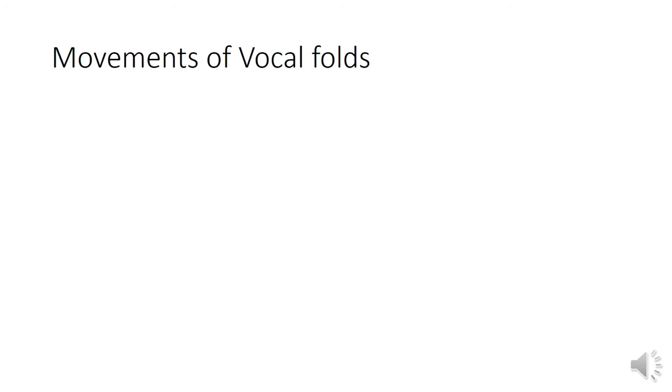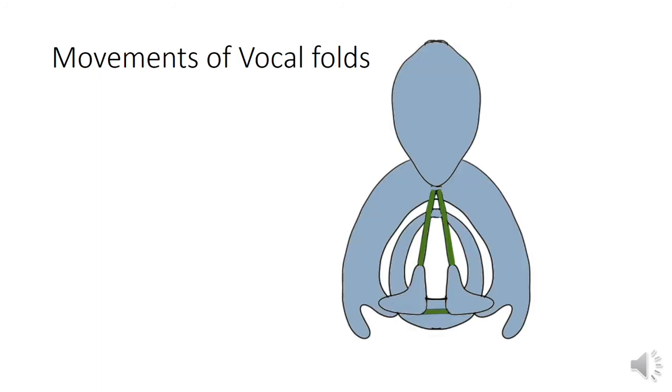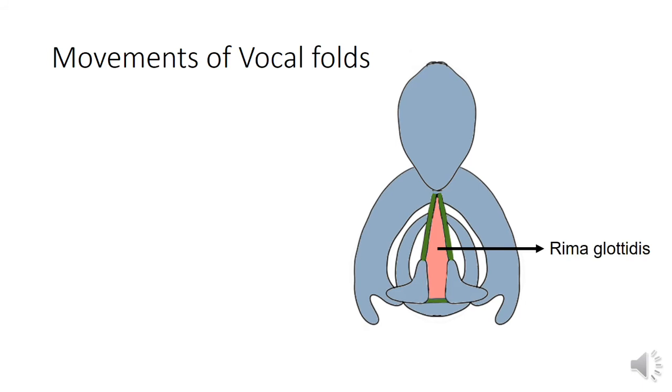For that, we will bring in our old picture, which we already practiced during our previous video. Here in this picture, this space here is rima glottidis. The space between the two vocal folds is the rima glottidis. The space here shown in color is the rima glottidis, the space between the two vocal folds.